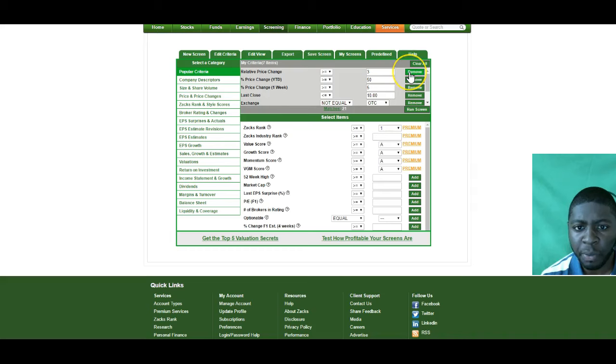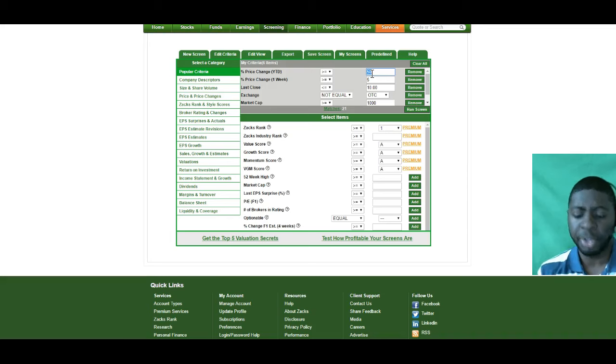How about this? We want to get rid of the relative price change. And I want to lower year-to-date price because I'm looking for stocks that have been rallying. So let's go ahead and put year to date, they're up, or not have been rallying, but are probably going to rally. So let's just put 10% for now. All right, they're up 10%. Let's just do 10%. All right, so okay, we got more plays.